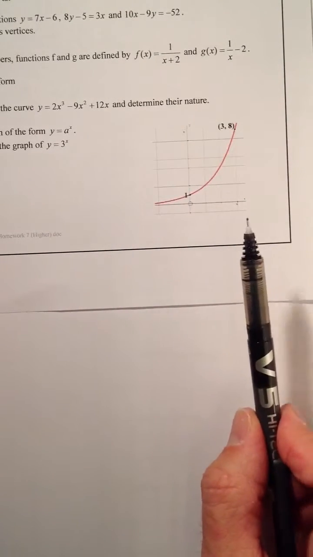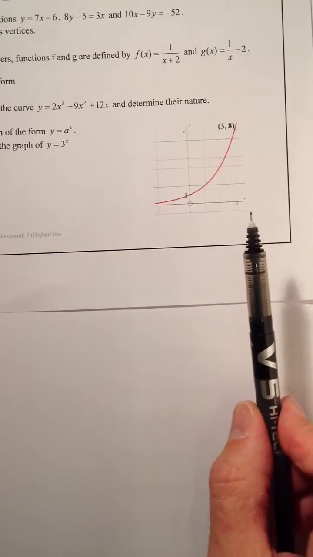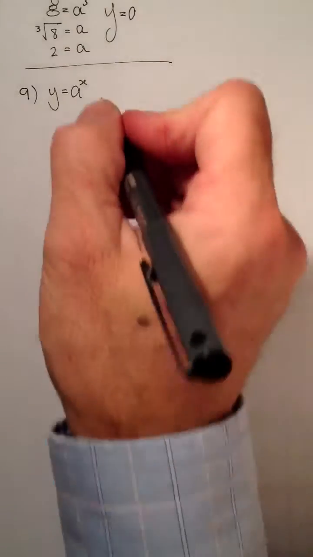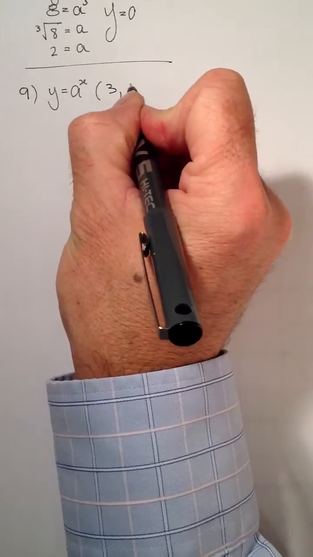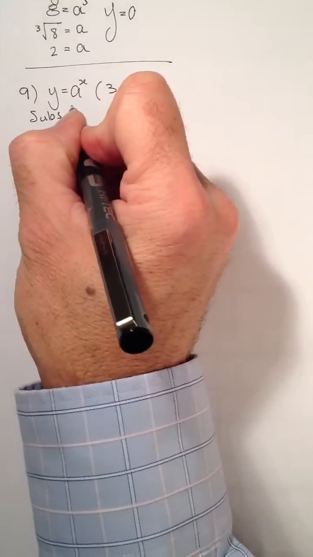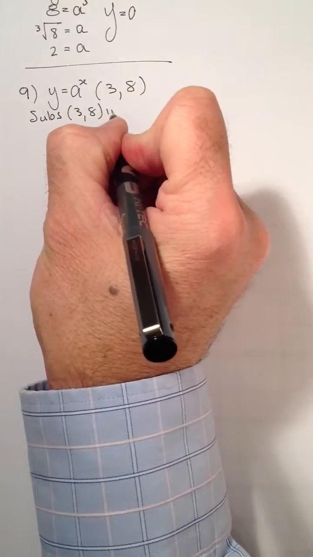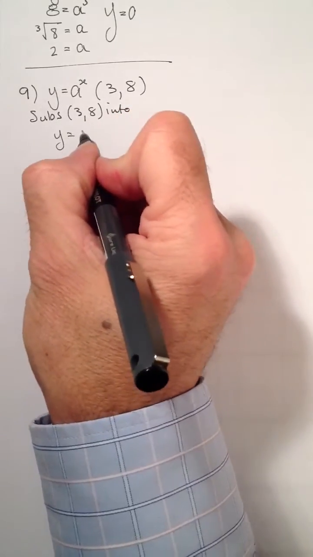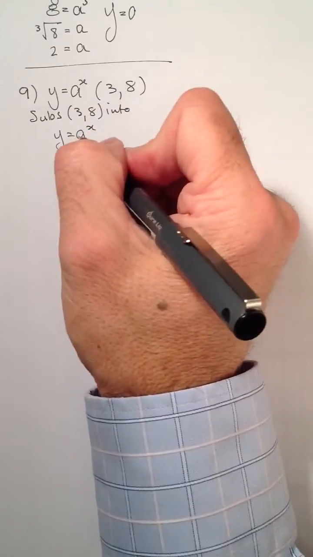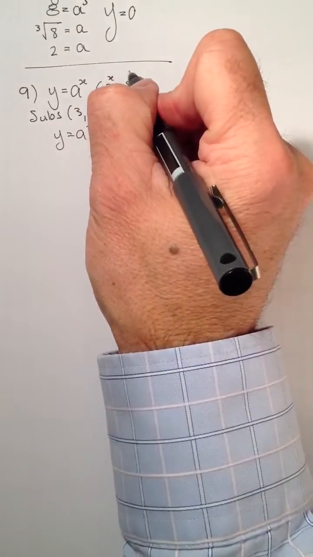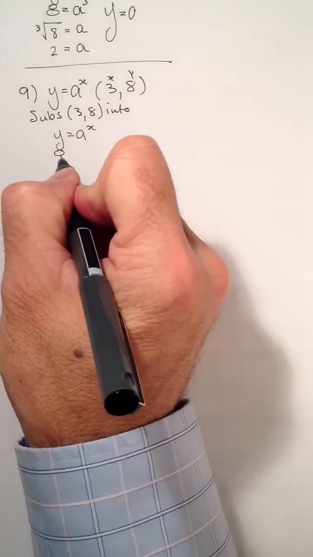This graph is an exponential curve, and I can see I'm given the point (3, 8). So I'll go ahead and find the value of a. First of all, I'll substitute the point into the equation. Wherever I see the x value, I'm going to put in 3. Wherever I see y, I'm going to put in 8. So let's go ahead and do that.